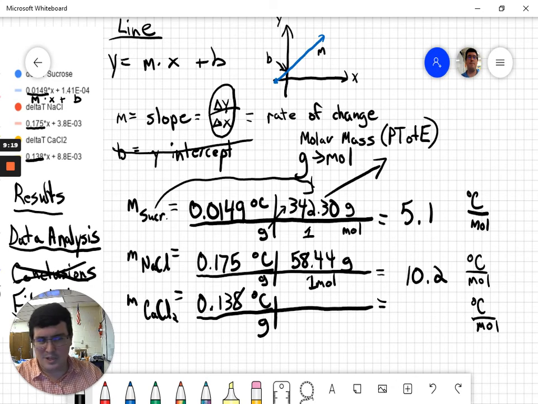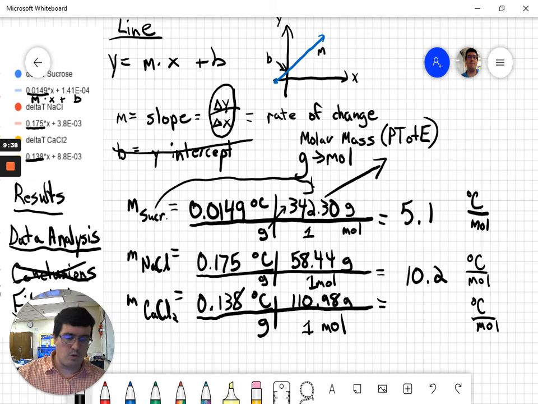In your brain, you might want to put a guess down. What do you think this third one's going to be? See if you can figure it out. Right now, I'm going to put down 1 mole on the bottom. Oops. Put 1 mole way down on the bottom. And for calcium chloride, it's 110.98 grams. 1 calcium, 2 chlorines. So 0.138 times 110.98 gives me 15.3. What?